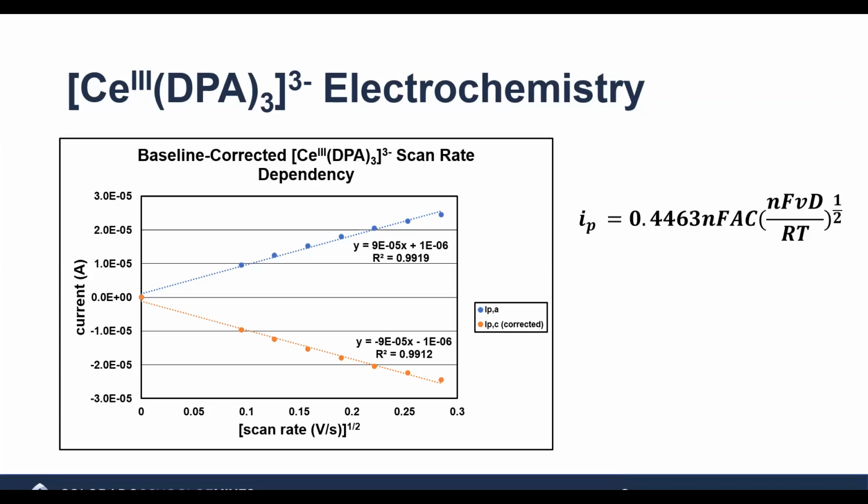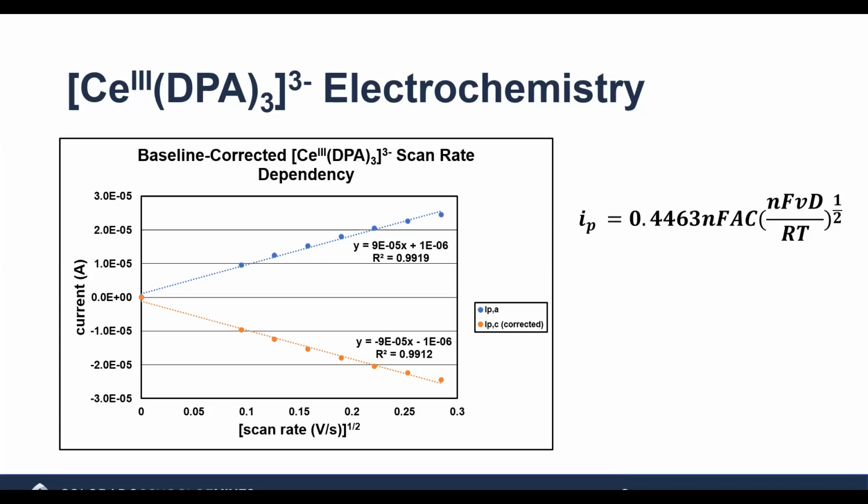We can also see from this plot that the peak anodic and peak cathodic currents match up well, which demonstrates the fully reversible behavior of this system.